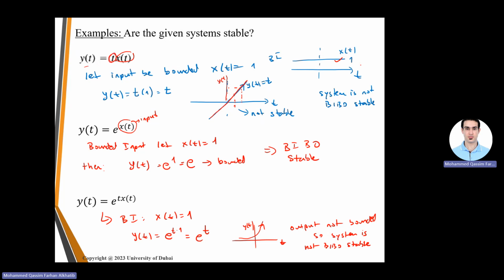So let the input be bounded. x of t is 1. Even if x of t is bounded, this t is not bounded. So in this case, the system y of t, or the transformation, is unbounded, or is not stable.